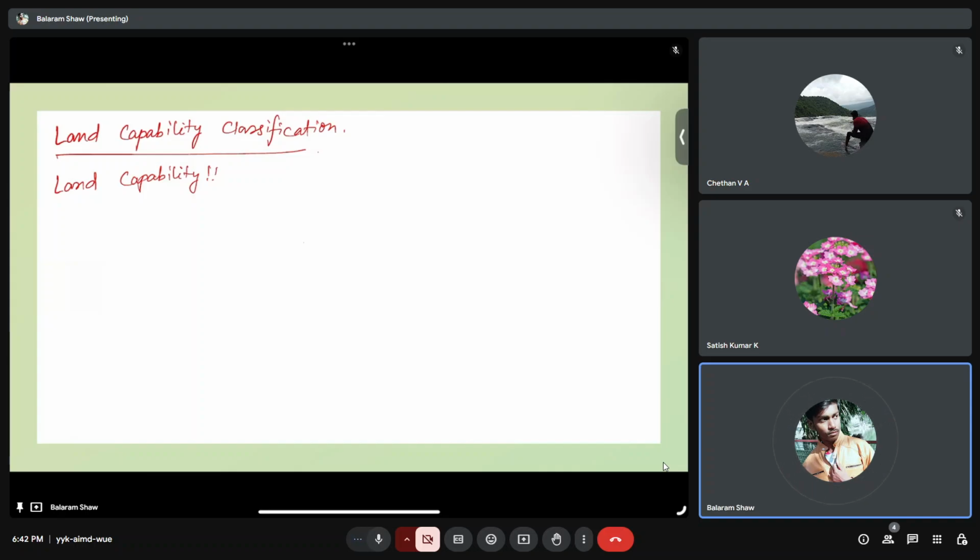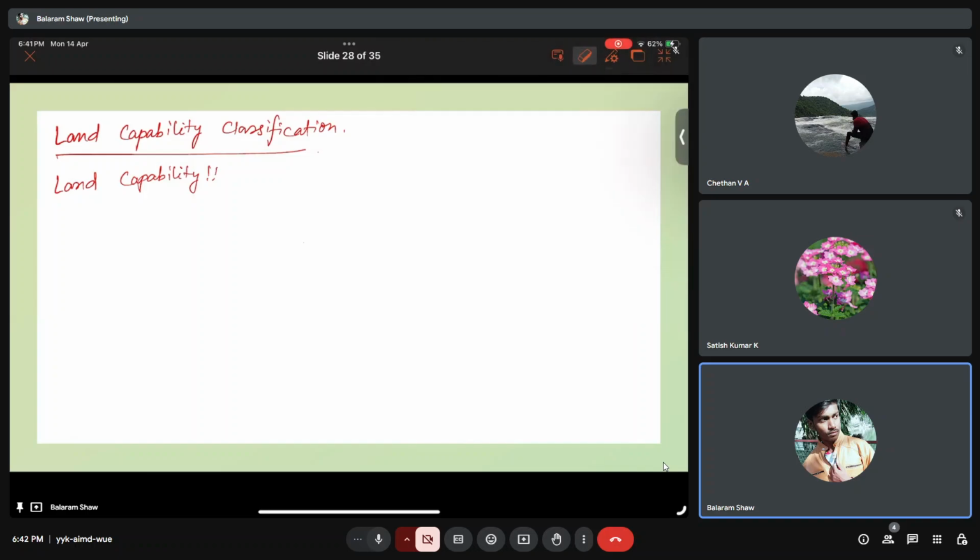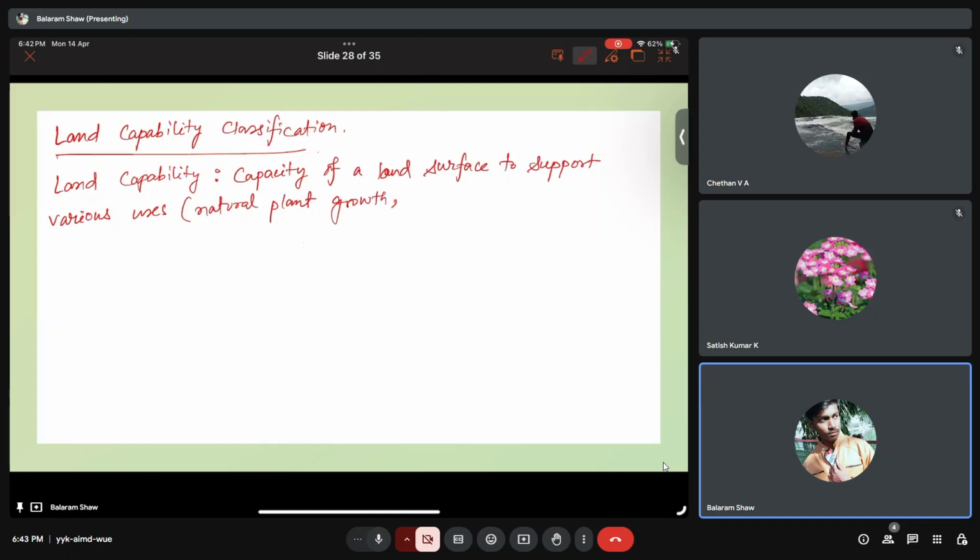I'll write it here. Capacity of a land surface to support various uses, such as natural plant growth, wildlife, or human habitation, etc. It can be crop cultivation and so on.